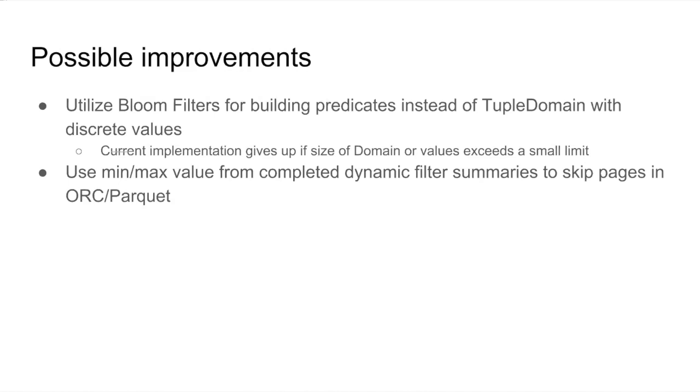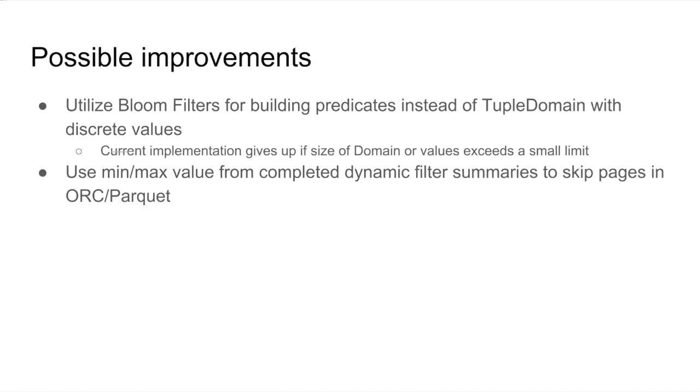In a lot of cases, we found that even though the dynamic filtering optimization was applicable, because of these aggressive limits, it couldn't be applied. So a possible solution to that is to use Bloom filters. That will allow us to extend dynamic filtering to much larger table sizes. And the other improvement that we can do is to push down the min and max values of the tuple domains for each column to the storage formats.